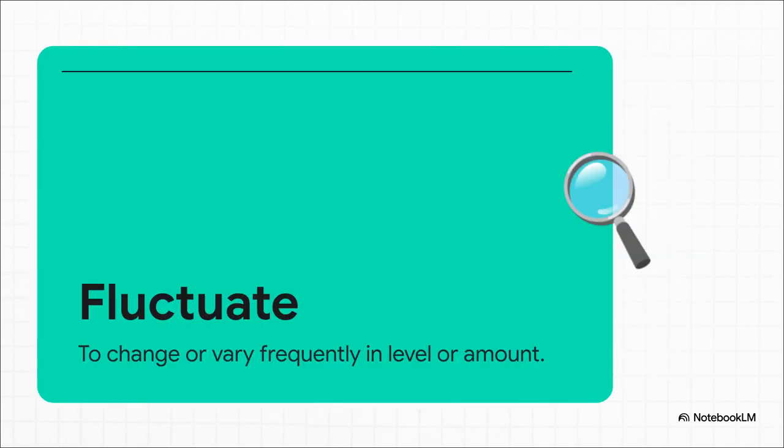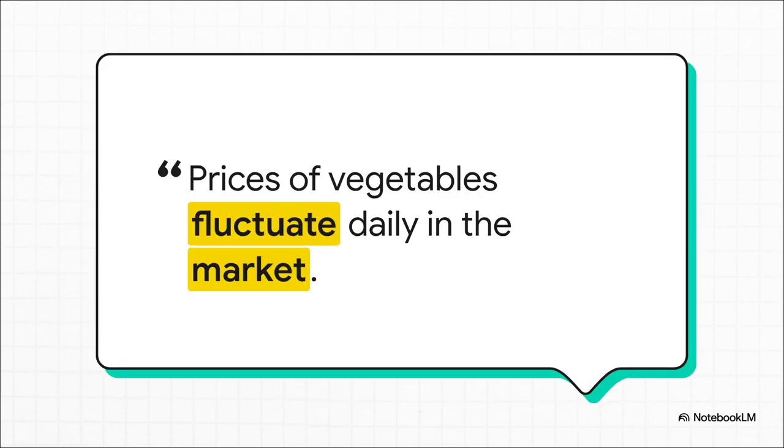Now let's grab fluctuate and see how this paints a totally different picture. This word is for a change that's irregular, it's all over the place, going up and down. You can almost picture a wave moving. This is a classic example, right? The prices don't just go up. They go up one day and down the next. They're unstable. So while augment is a nice, steady increase, fluctuate is totally unpredictable.